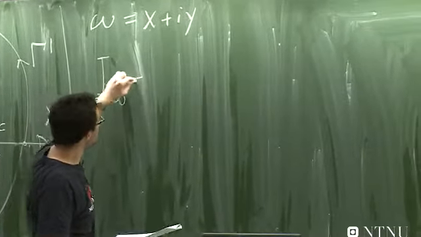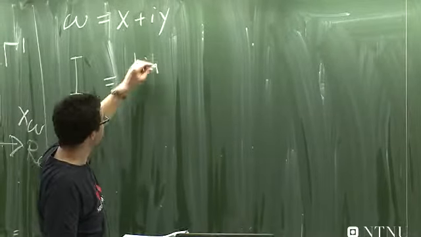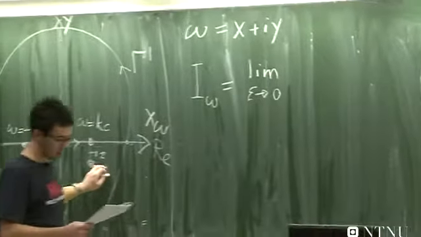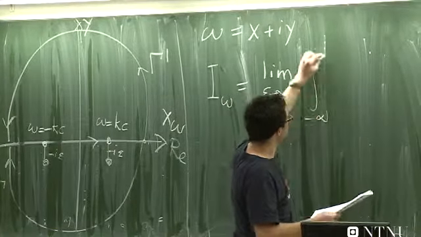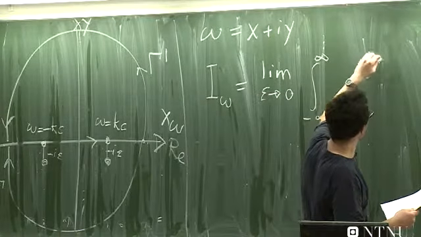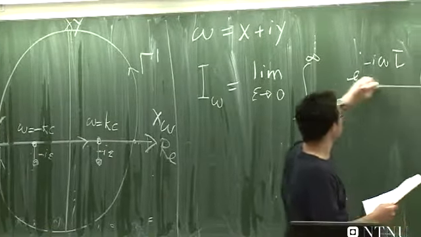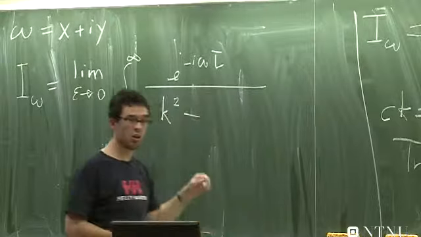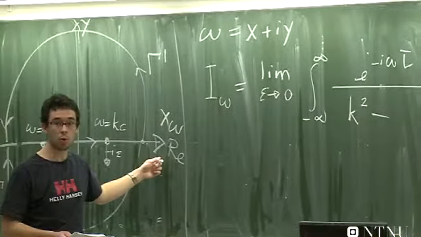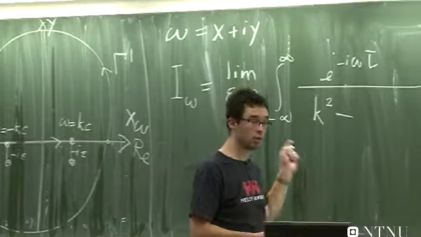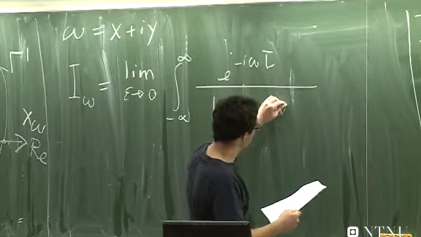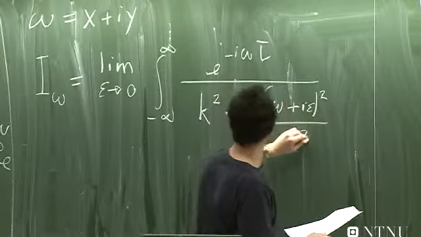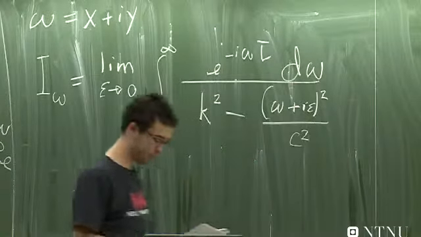I omega is equal to the limit of epsilon goes to 0, because then I'm back where I started, from -infinity to infinity, e to minus I omega tau divided by k square minus, and now I added a small epsilon to get this off the real axis, so I don't have the problem with the singularity on the integration path. So it's omega plus I epsilon square over c square, d omega. Okay?